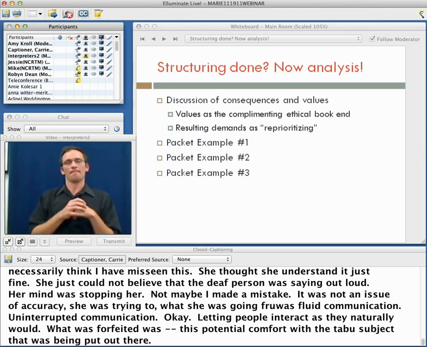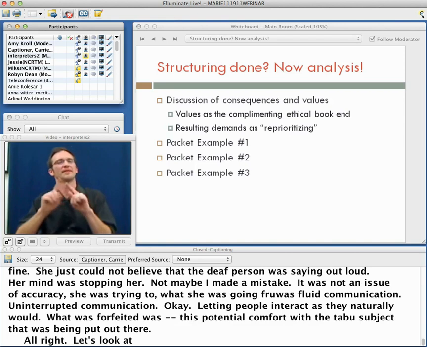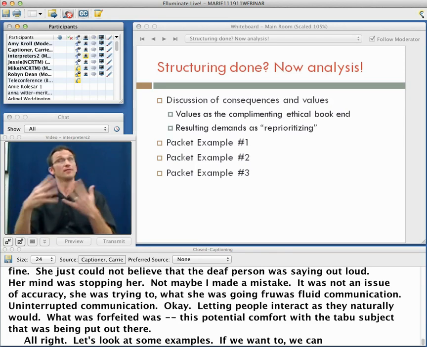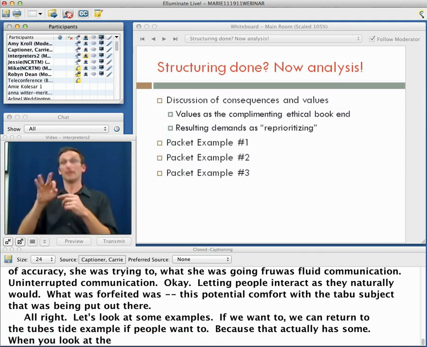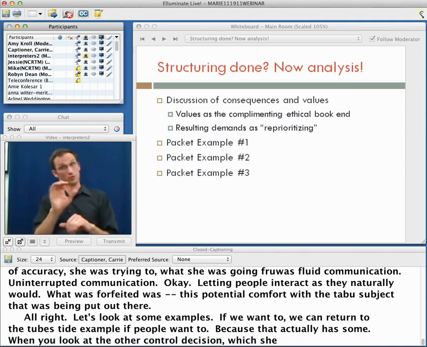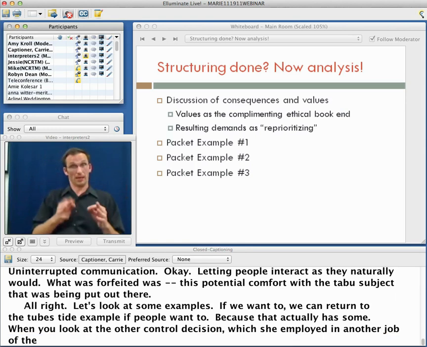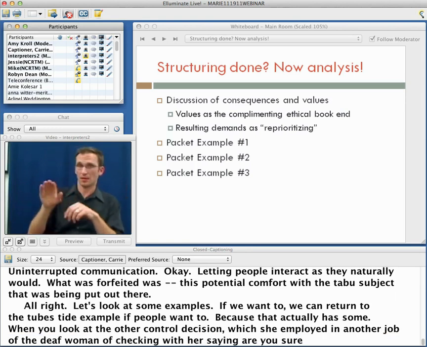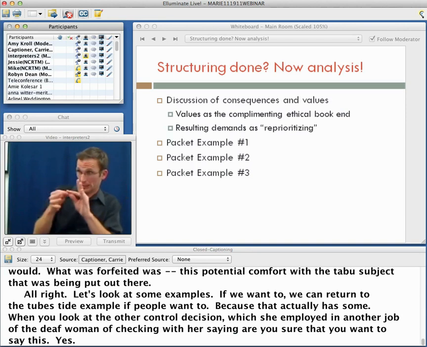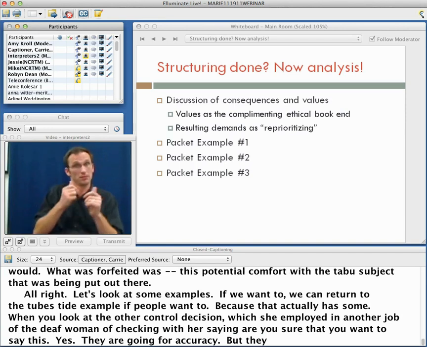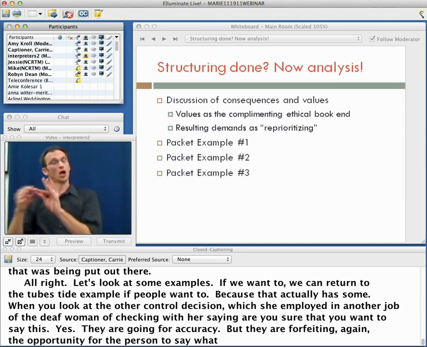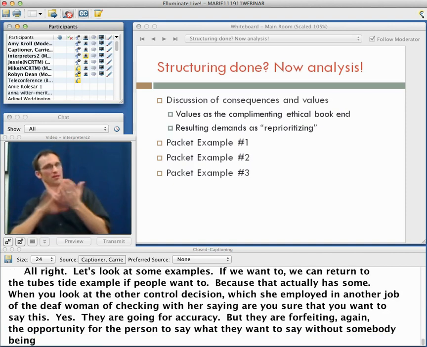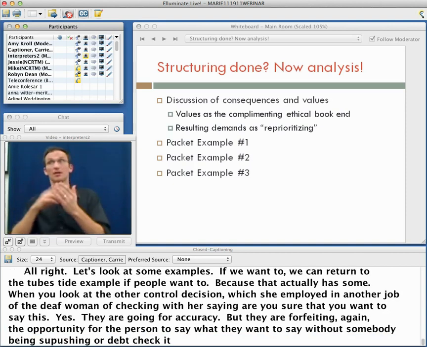All right, let's look at some examples. And if we want to, we can return to the tubes tied example if people want to, because that actually has some. When you look at the other control decision, which she then later employed in another job with this deaf woman, of actually checking with her and saying, "Are you sure you want to say this?" Yes, what they're going for is accuracy, but what they're forfeiting is, again, this opportunity for this person to say what they want to say without somebody being suspicious of it or double checking it or whatever you want to call it, having it put back in your face as, did you say this? Has a place of judgment to it.